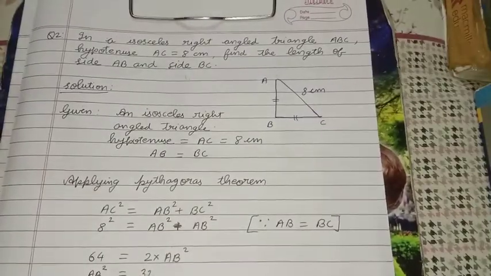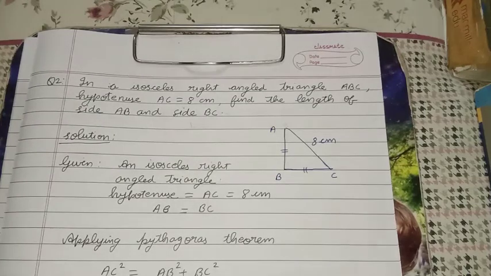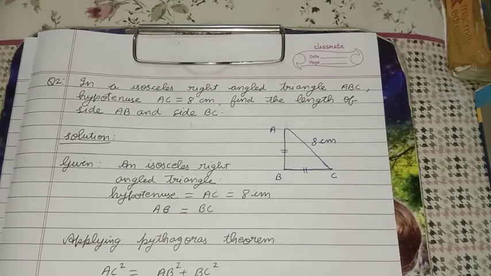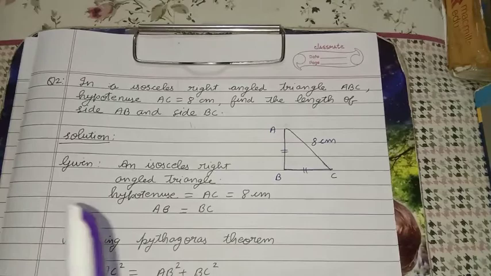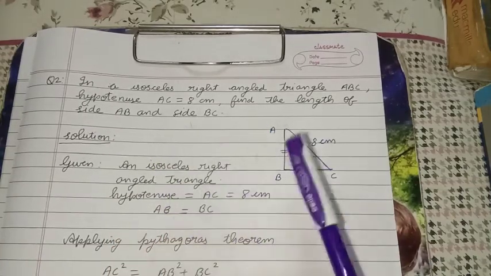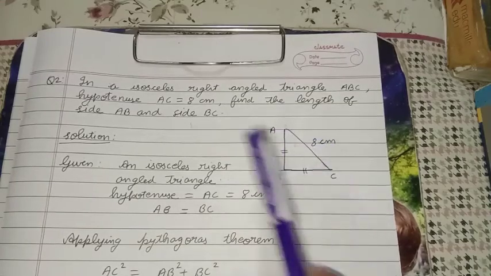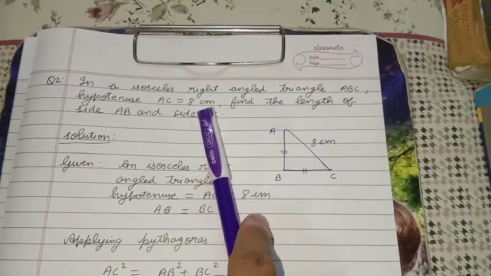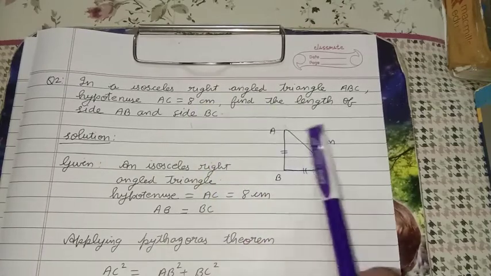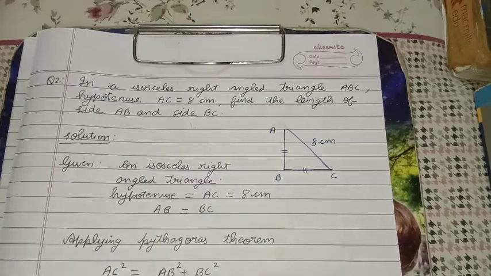Fine. Let's continue with the next question. In an isosceles right angled triangle ABC, hypotenuse AC is equal to 8 centimeters. Find the length of side AB and side BC. AB and BC. Okay, and this hypotenuse is given to be 8 centimeters. This is a right angle triangle. Fine. Let us continue with the solution.